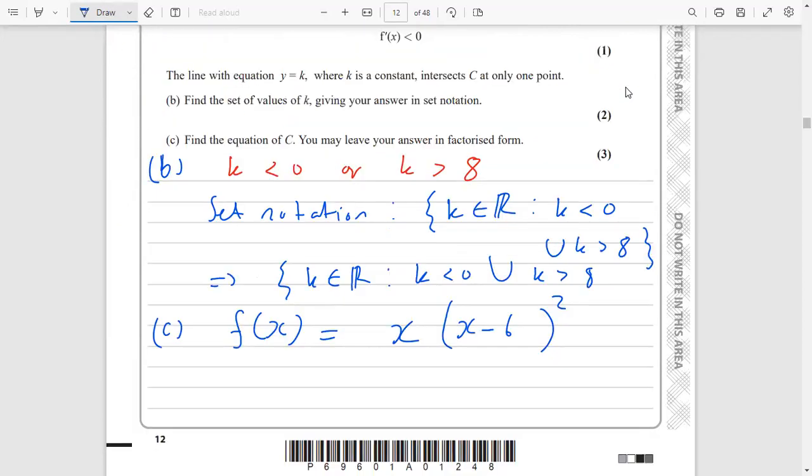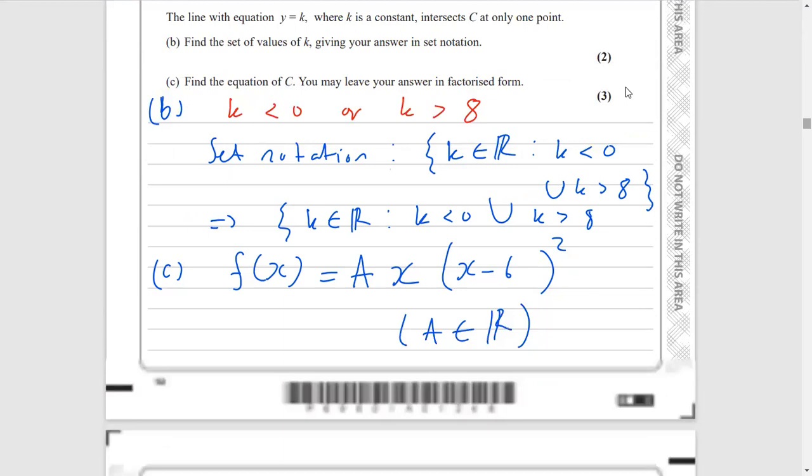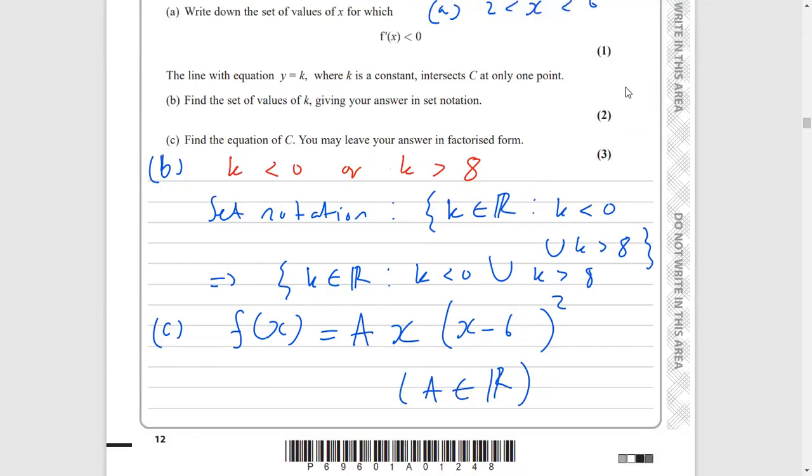So you may be wondering, maybe that's the function there. But we will have to check if there's another constant multiplier in front of the function, because there could be another number here. I'll just make a note that this is some real constant value. It could be 2, could be 3, could be 5, whatever it may be. So we're just going to check that.